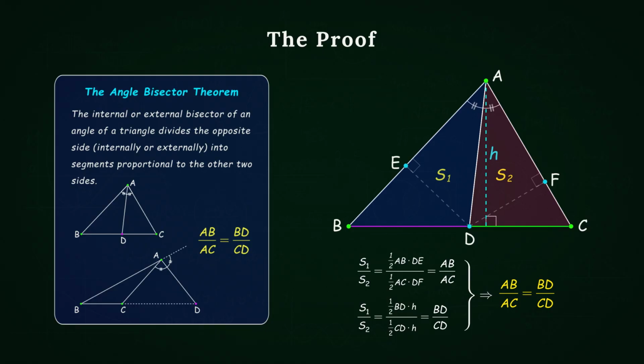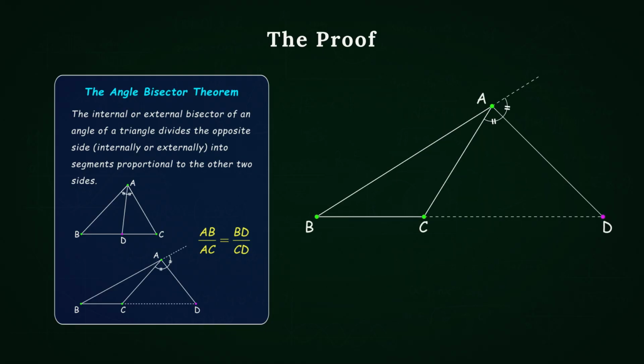Now, let's turn our attention to the external angle bisector. To construct our proof, we'll be applying the properties of parallel lines. Let's draw a line through vertex C that runs parallel to AD, intersecting AB at point E. Now that we have this pair of parallel lines, we can look for equal angles. Since AD is the external angle bisector, angle 1 and angle 2 are equal. By alternate angles, this angle is also equal to angle 1. By corresponding angles, this angle is equal to angle 2.